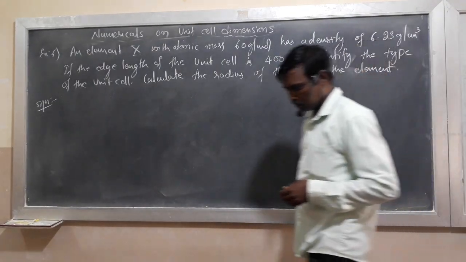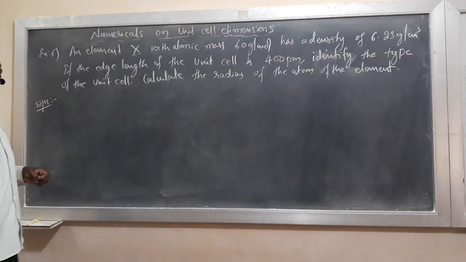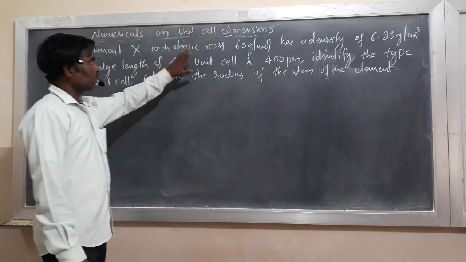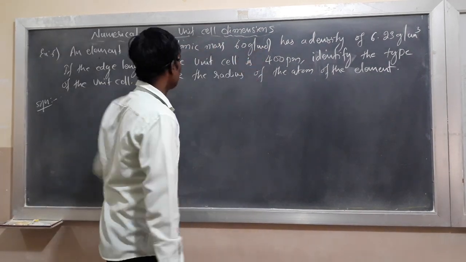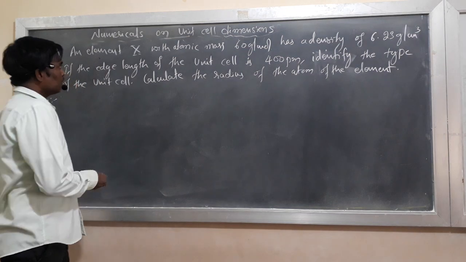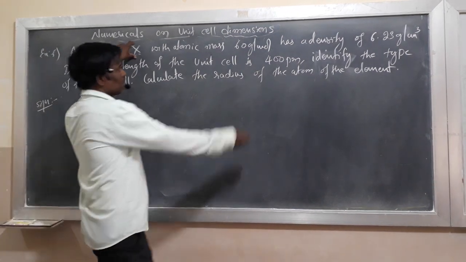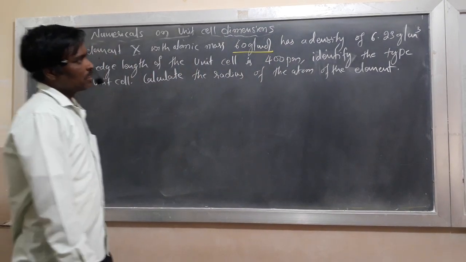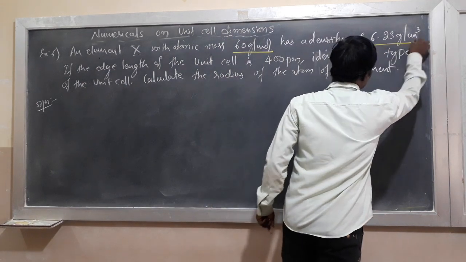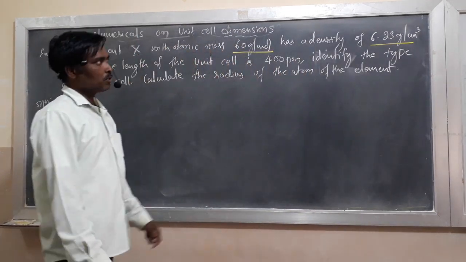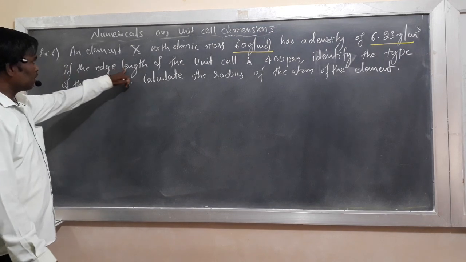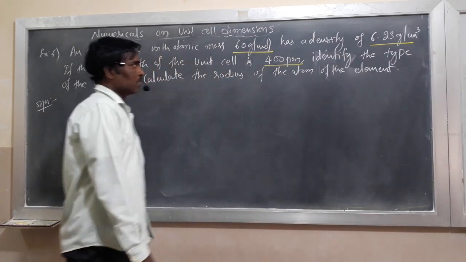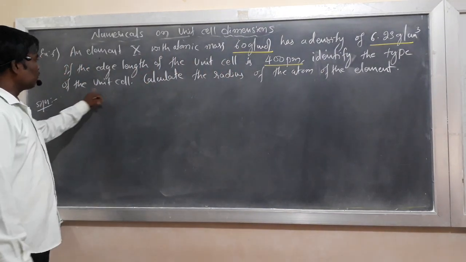Okay, students, next example, another example that is also very important. Look at the board. An element X with atomic mass 60 gram per mole, as in any element X, has a density of 6.23 gram per cubic centimeter. If the edge length of the unit cell is 400 picometers, then identify the type of the unit cell.